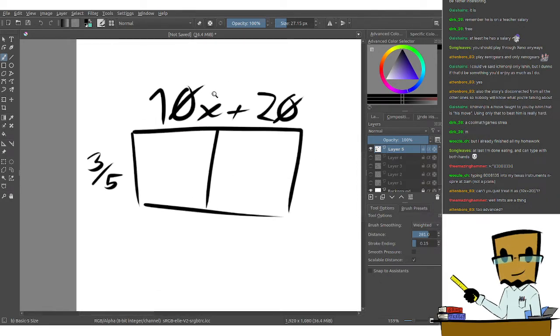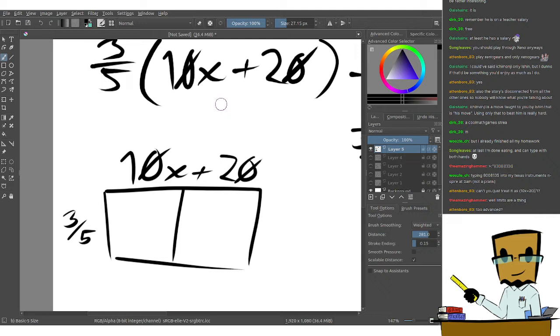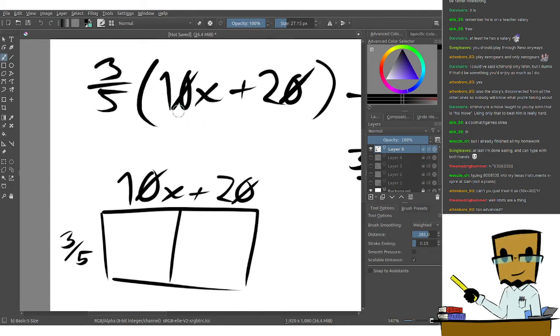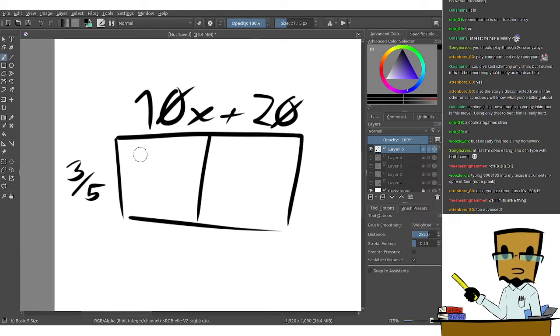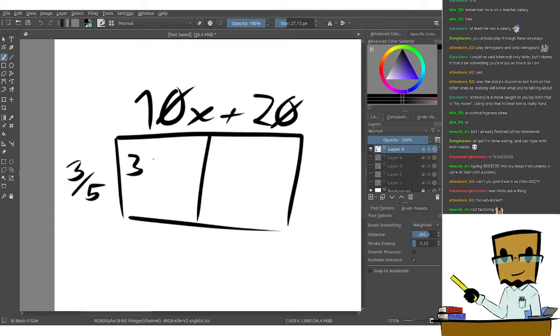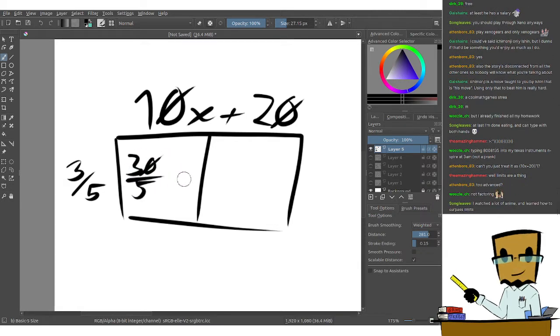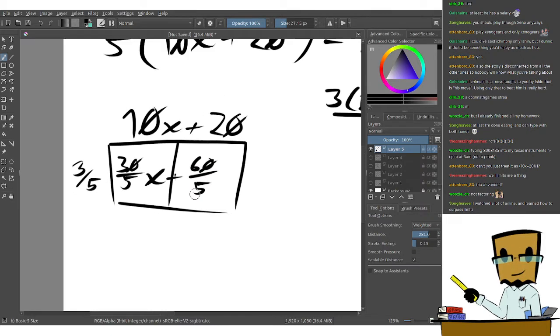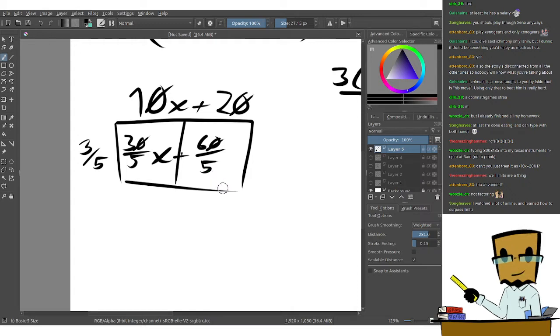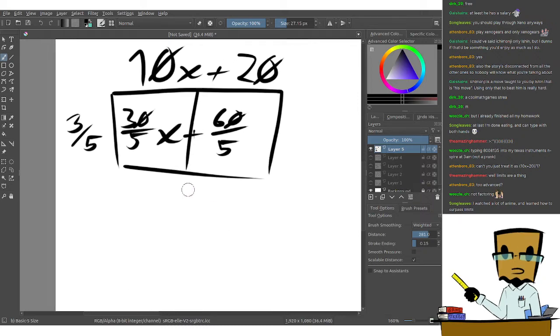Yeah, but the way of doing this is we want to... what's the word for this? Factor it out? So, we can multiply this like so. We can do 30 over 5 x plus, is it 60 over 5. You learned how to surpass limits. No! Is this not called factoring?